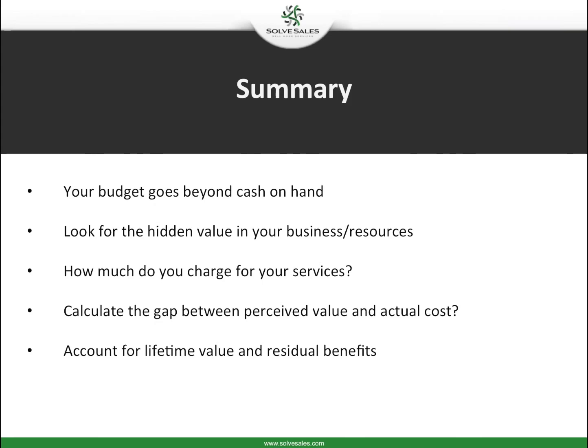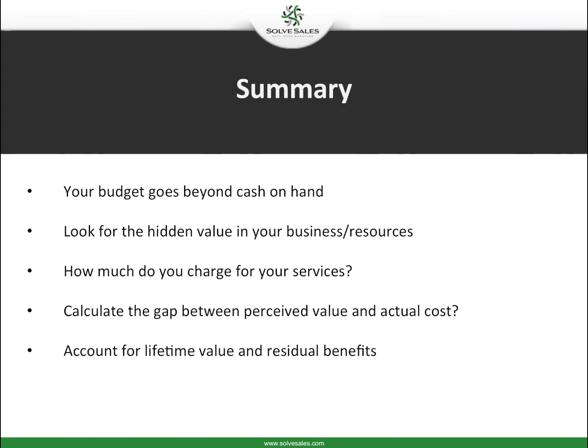So I want to do a quick summary. Your budget goes beyond cash on hand. Think beyond money when you're trying to build your marketing tactics and your marketing budget. And you want to spend some time looking for the hidden value in your business and thinking about what resources you have, again, beyond money, and how we might be able to leverage that.